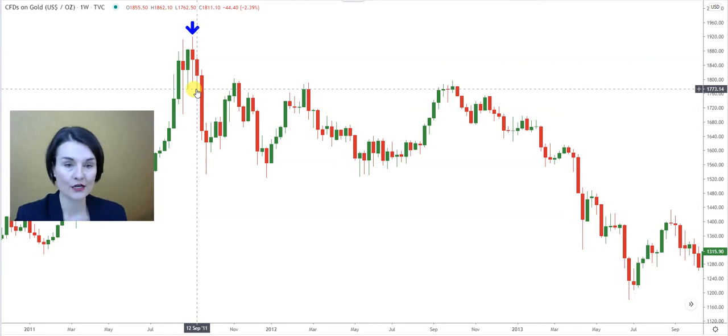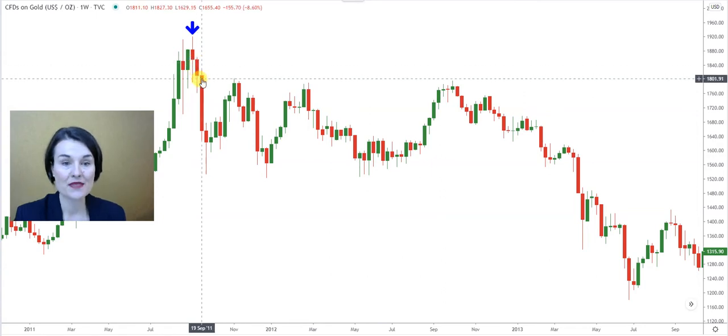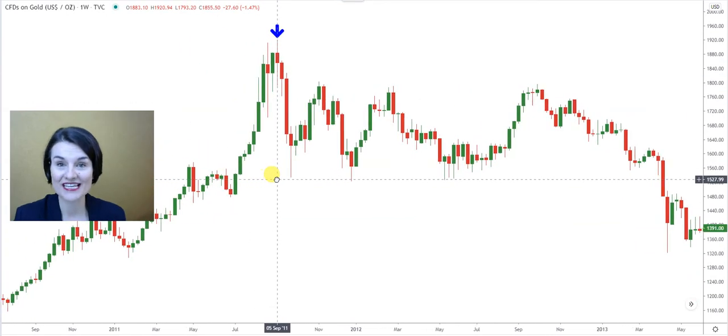So if we go back to what the dollar index and the gold did back in the week of the 5th of September, we can see that gold hit a high of $1,920, but that week it declined 1.47%. The following week, in the week of the 12th of September, it declined about 2.39%. And then the major correction was in the week of the 19th of September 2011, where the gold price declined 8.6%.